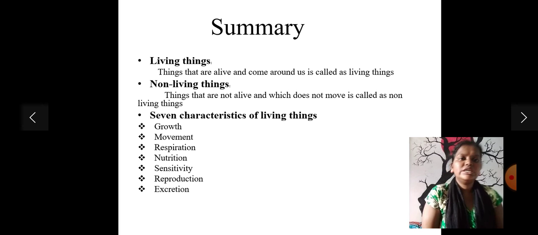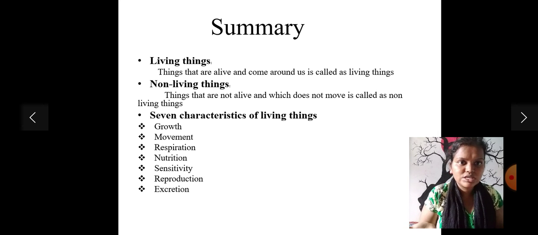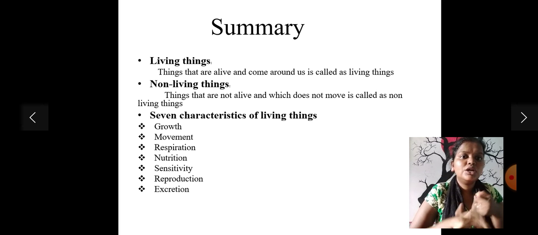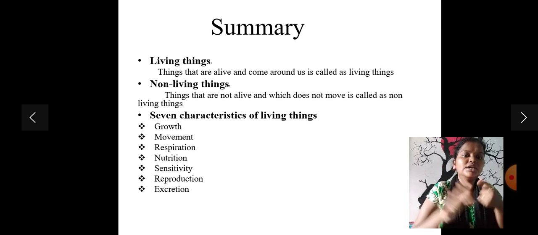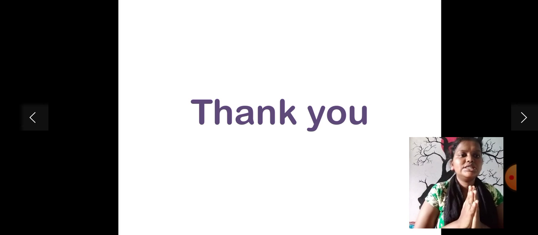Okay. What are the things we have seen here? Shall we summarize? Yes, living things, non-living things, and 7 characteristics. Okay. What are living things? The things that are alive and come around us are called living things. Things that are not alive, which do not move around us, are called non-living things. Okay, 7 characteristics we have seen in this topic. What are the 7 characteristics? Growth, movement, nutrition, sensitivity, reproduction, and excretion. Thank you students, thank you so much.